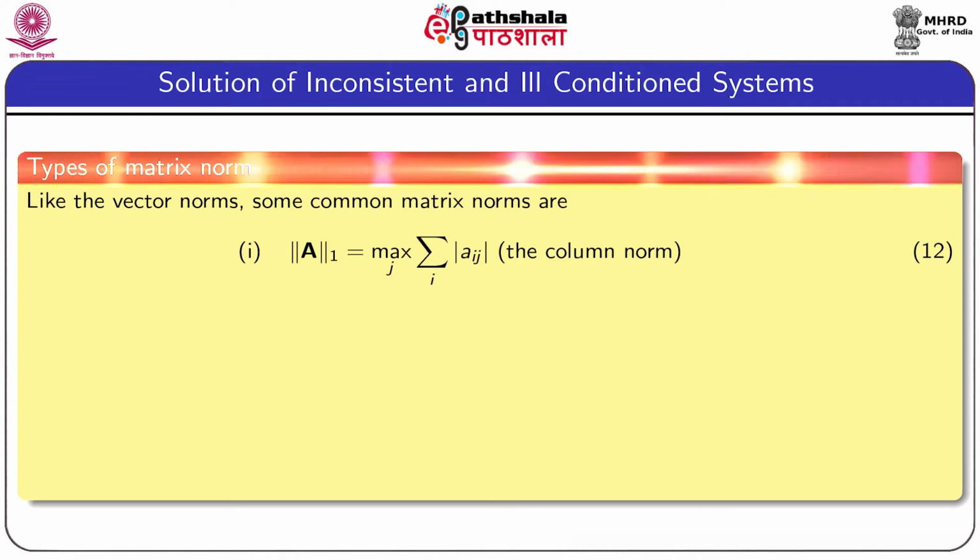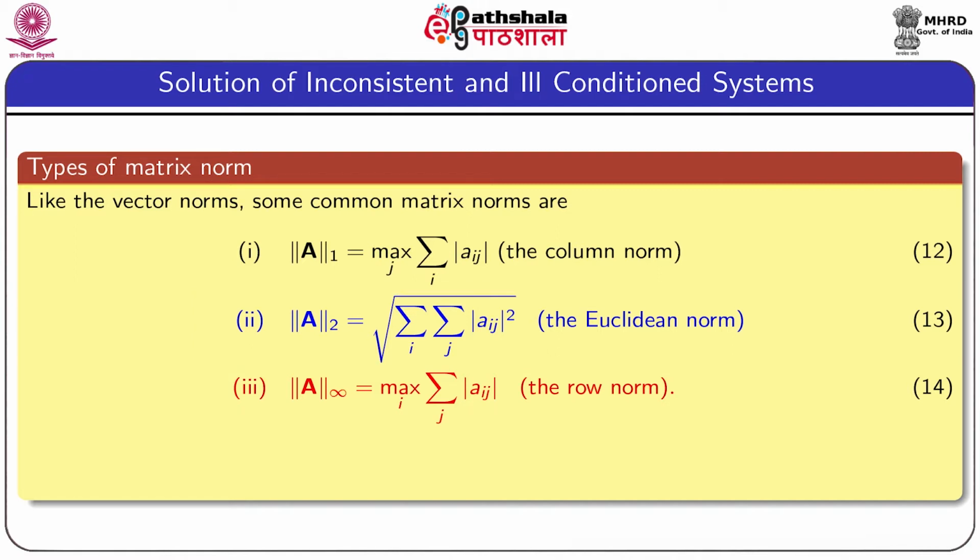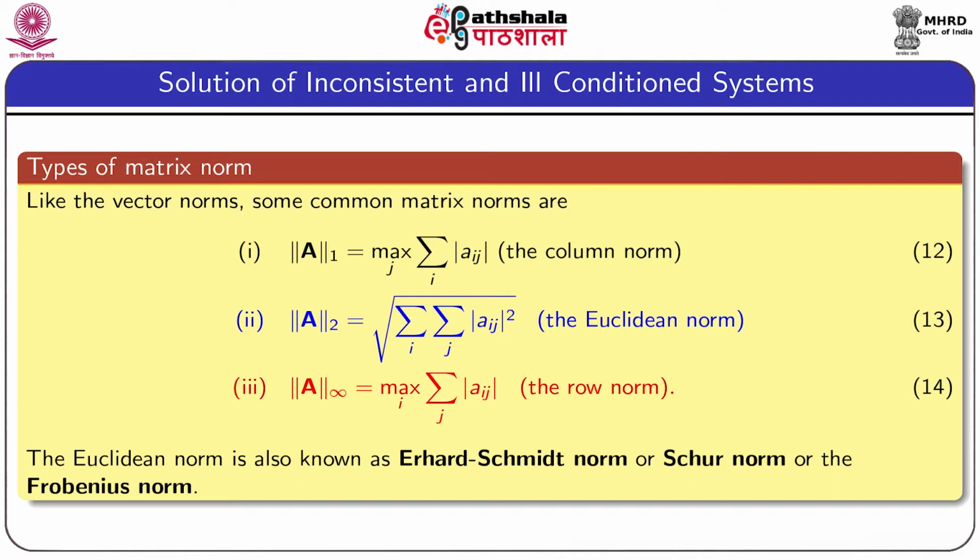Like vector norms, we can define different kinds of matrix norm. The first norm is denoted by norm 1, this is the column norm. The second one is the Euclidean norm, which is the square root of the sum of squares of all elements. And the third norm is the infinity norm, which is called the row norm of a matrix. The Euclidean norm is also known as the Hilbert-Schmidt norm, Schur norm or the Frobenius norm.